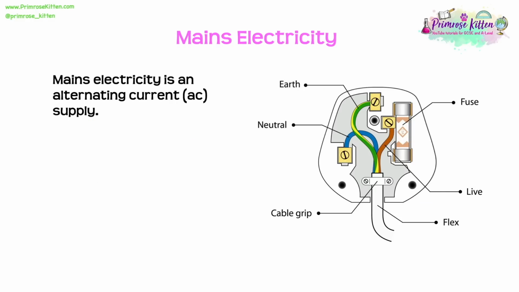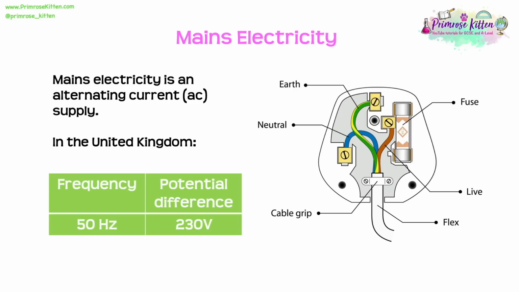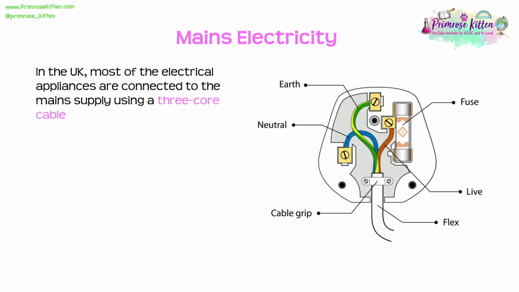At GCSE, we need to know a bit more information about our mains electricity supply. So, of course, we know it's an alternating current supply, or AC. However, we also need to know that it has a frequency of 50 Hz and a potential difference of 230 volts. In the United Kingdom, most of the electrical appliances are connected to the main supply using a 3-core cable. Now, this is a really safe system, so we're very lucky to have it in this country.